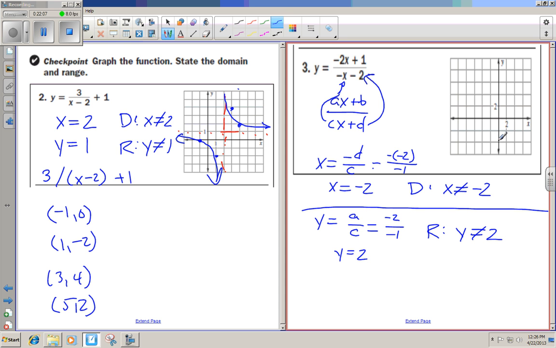So we have a vertical asymptote at negative 2. We have a horizontal asymptote at 2. And now you can use the points that you find in the calculator and the sketch of the graph to get a very good sketch of this. So find those points in your calculator, fill in these points right here, put them on the graph, draw your lines, and see how it looks.